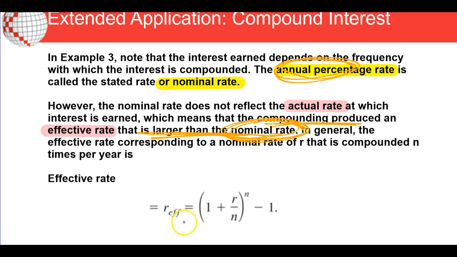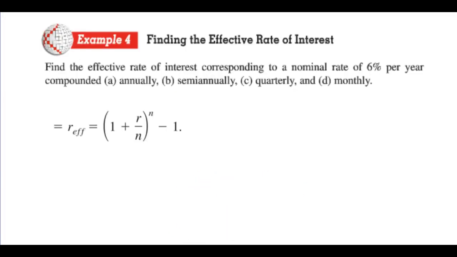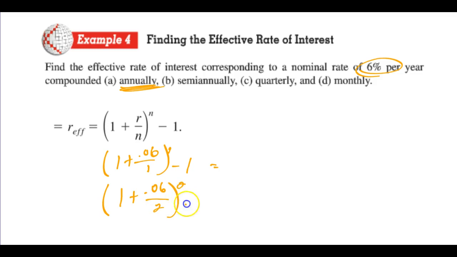And so to figure effective rate, we use this formula. And here's an example. Let's try to plug in 6%. So it's going to be 1 plus 0.06 divided by 1, because we're going to do it annually at first, raised to the 1 minus 1, and then 1 plus 0.06 over 2 raised to the 2 minus 1.